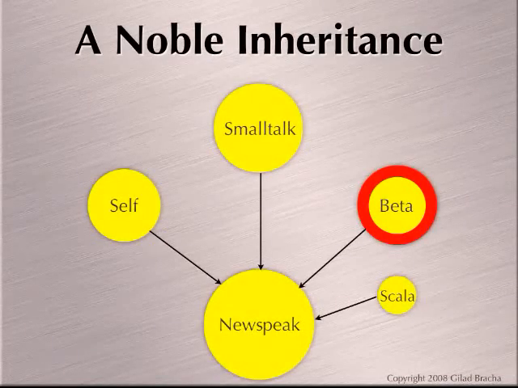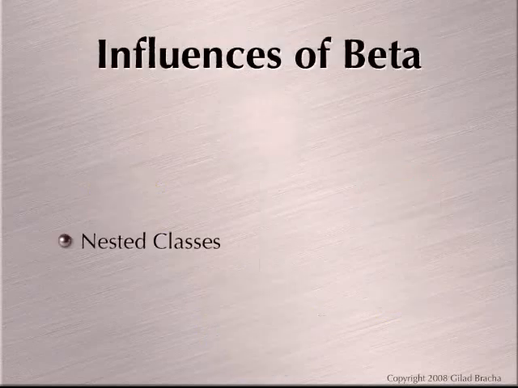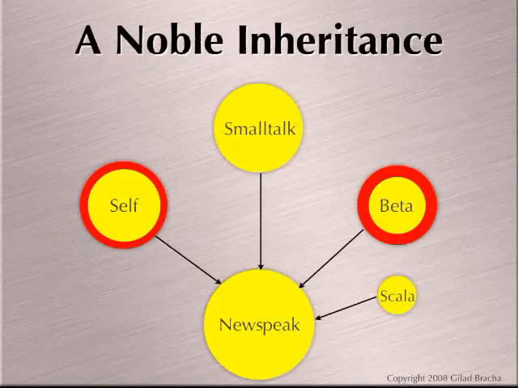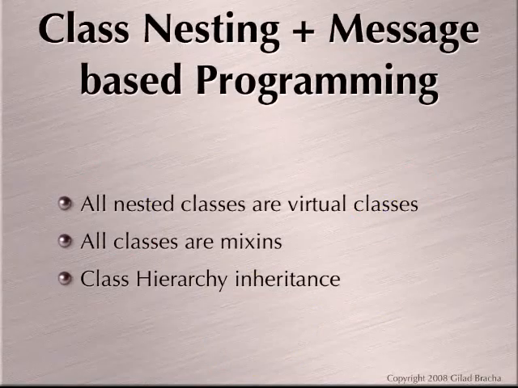So what else would you learn from my pedigree diagram here? Well, Beta. What does Beta tell you? Beta tells you there are nested classes. Unlike Smalltalk, classes can nest. Now, if you put two and two together, you'll realize that between these two influences, we have class nesting and message-based programming. And that starts to get interesting because there are implications to this.